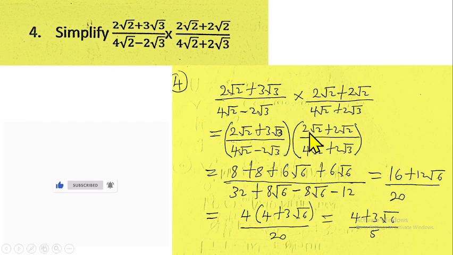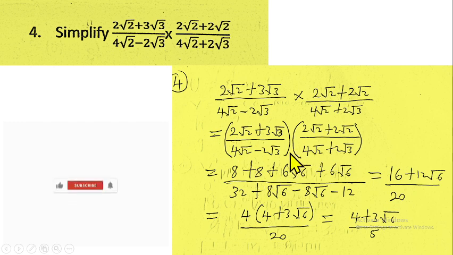Then 3 times 2. That means 3 times 2 gives us 6. That is 3 times 2 here will give us 6 here. Then 3 times 2 here will give us 6. So 3 times 2 will give us 6 as well. Then over the denominator, we will multiply the denominator as well.